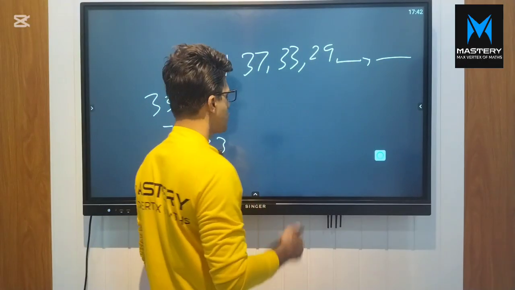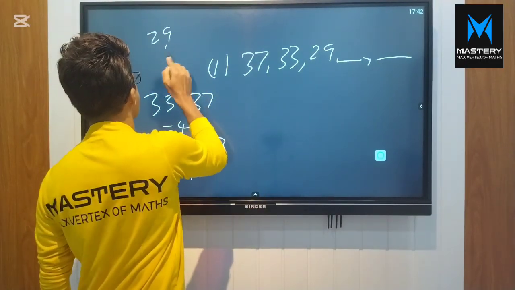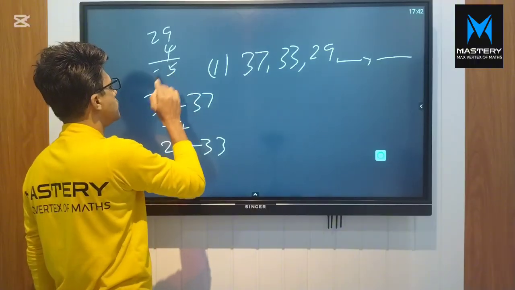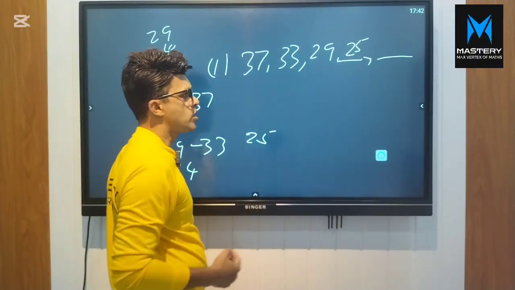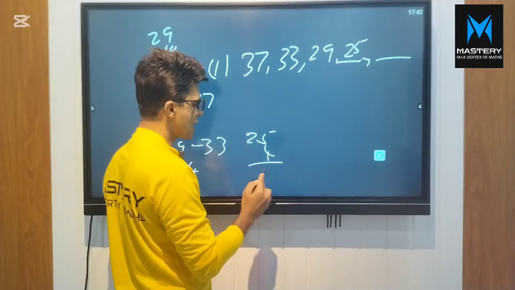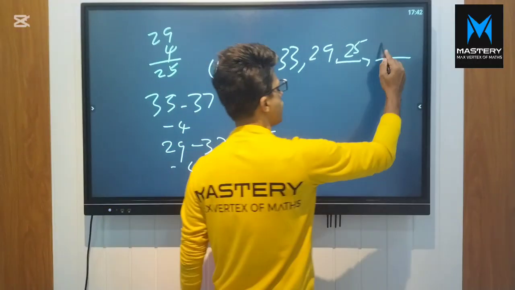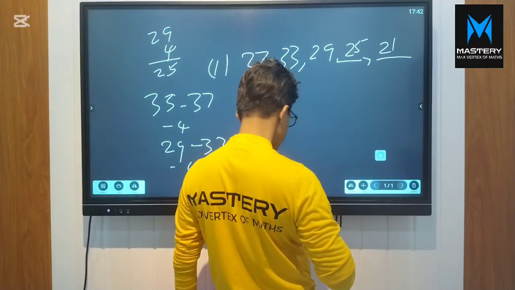Therefore, the next term, you could take 29 minus 4, so 25. This is 25. For the other term, again you need to subtract 4 here. Then 25 minus 4 is 21. Here is an easy question.